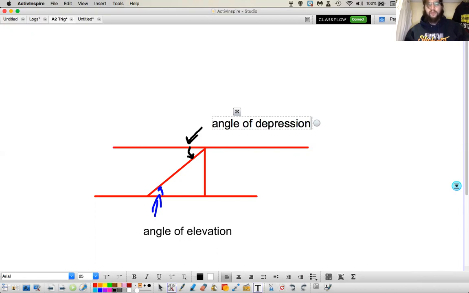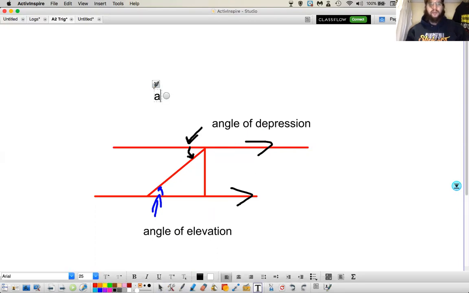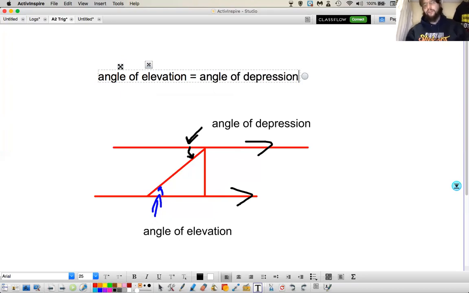Now these are both horizontal lines, so that means they're both parallel, right? So how is this angle related to that angle? Alternate interior angles. And we know those things are congruent whenever we're dealing with parallel lines. So, long story short, angle of elevation is always going to be equal to the angle of depression. So if you're confused at how to draw a triangle, draw it like this and stick the angle right there. If it's depression or elevation, you'll be fine.